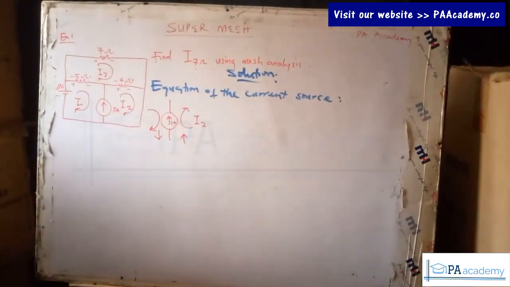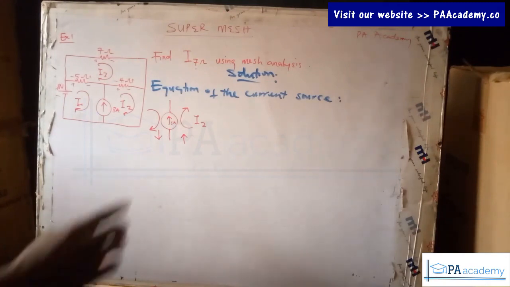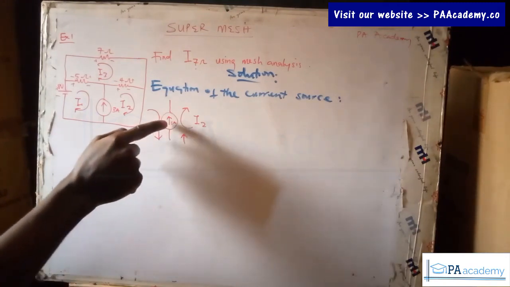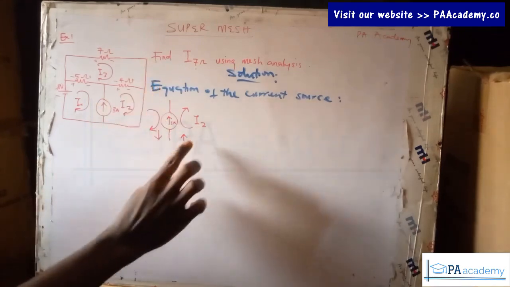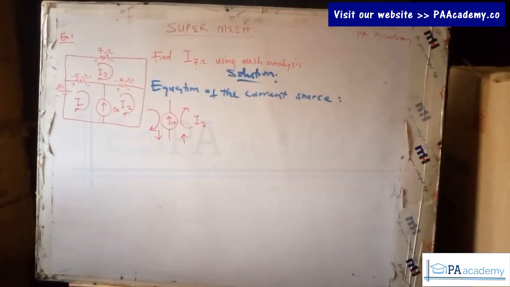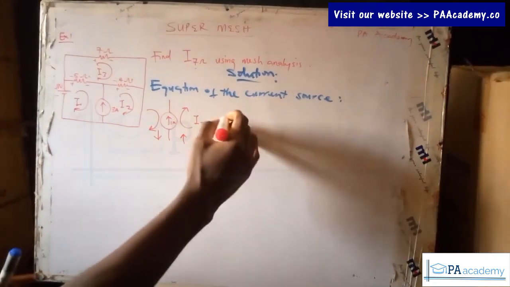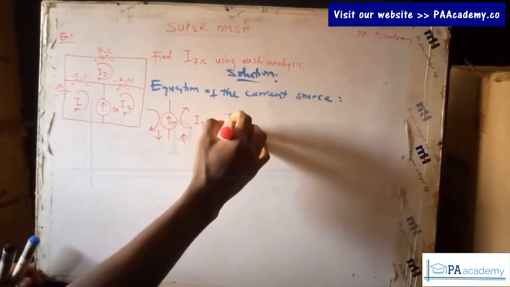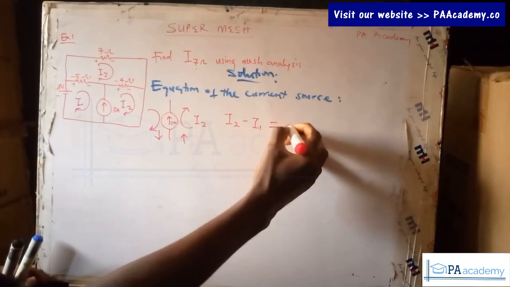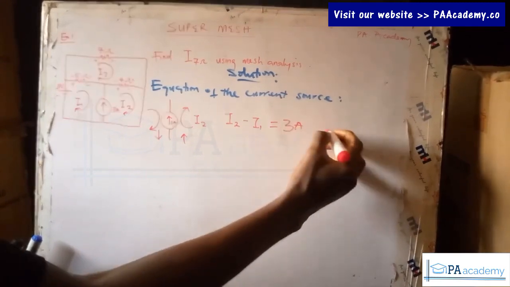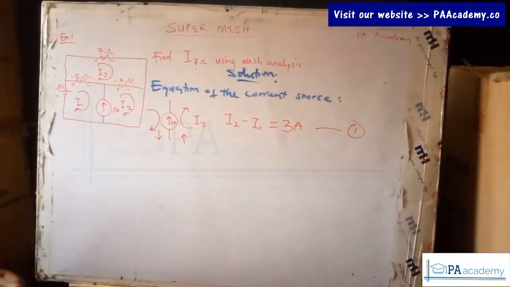And from what I said, if you have to write the equation of the current source when we are dealing with a super mesh, what do you do? You look at the one that is in the same direction with the current source itself. You can see that the 3 amp is going upward, and I2 is in the same direction with the 3 amperes. So what would be the equation? That means we are going to be having I2 minus I1 equals 3 amperes. This is our equation 1.